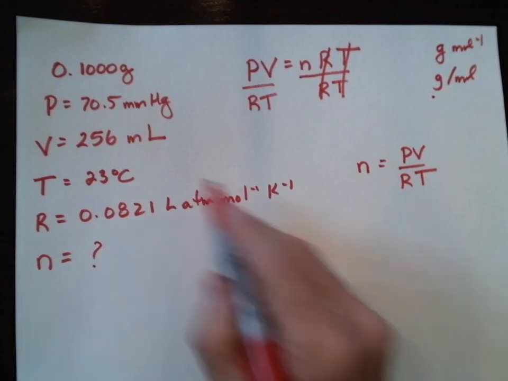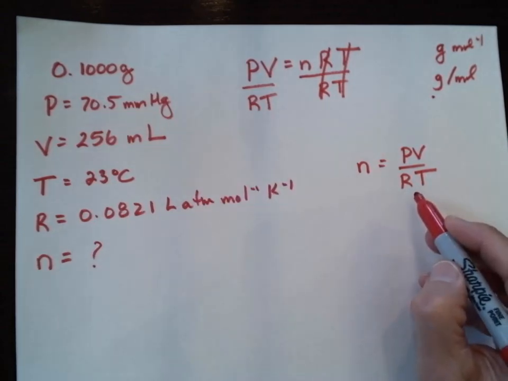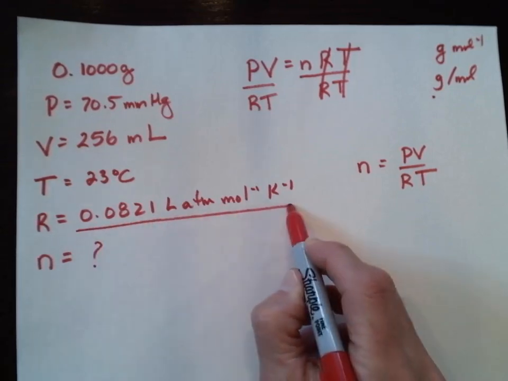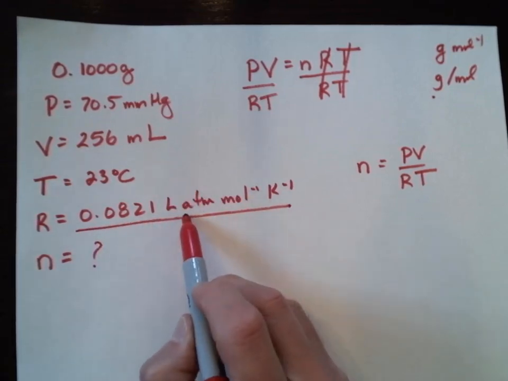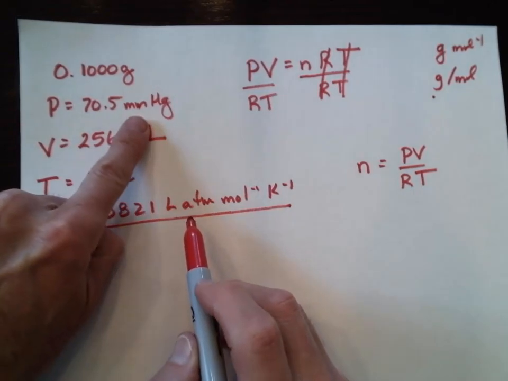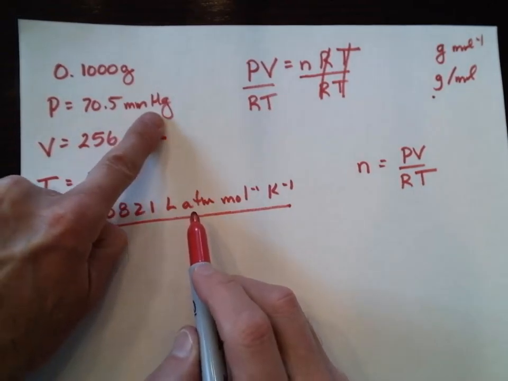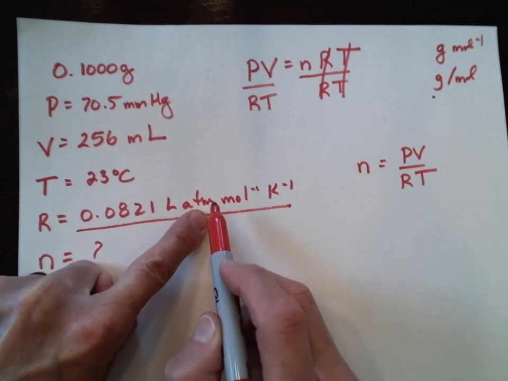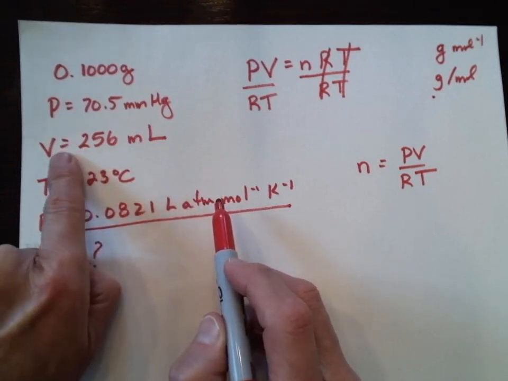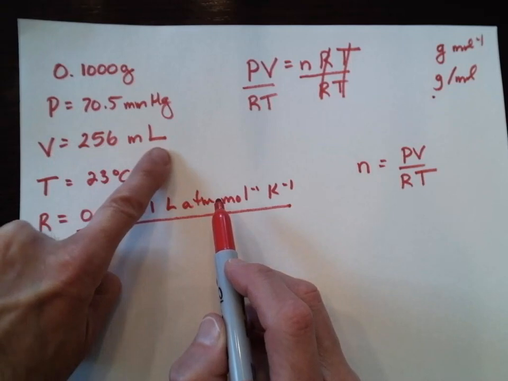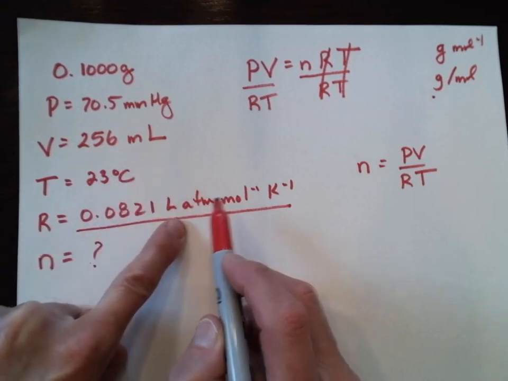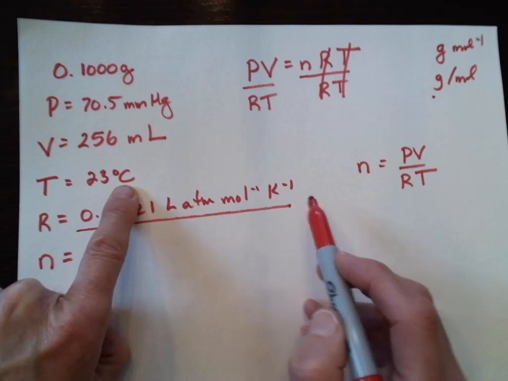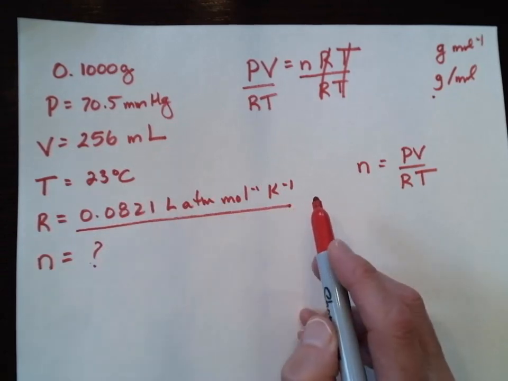Now, before we plug everything into this equation, I'm going to check to make sure my units match. I'll be using this gas constant, and I recognize that the pressure units I have are millimeters of mercury, but I need to convert that to atmospheres. So there's going to need to be a conversion done there. I'll also notice that my volume units are in milliliters, but I need them in liters. And of course, since we're using the gas law, we're going to need to convert degrees Celsius into Kelvin.